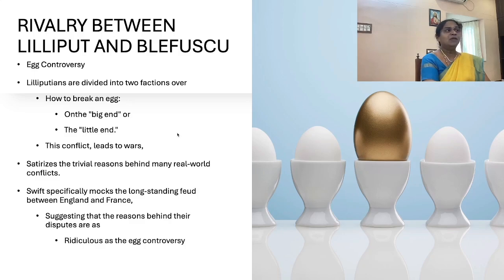So the little Lilliputians are divided into two factions over whether to break an egg on the big end or the little end. Is it such a big issue? This particular issue is a conflict, and this conflict leads to a war. And here, using this particular incident, Jonathan Swift tries to satirize the trivial reasons behind many real-world conflicts.